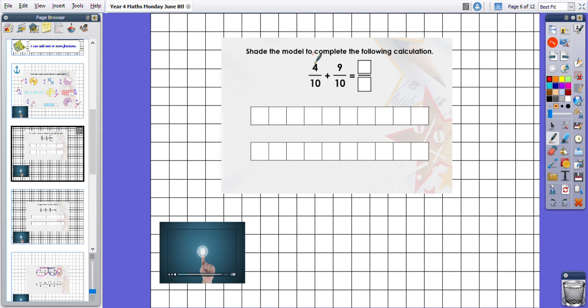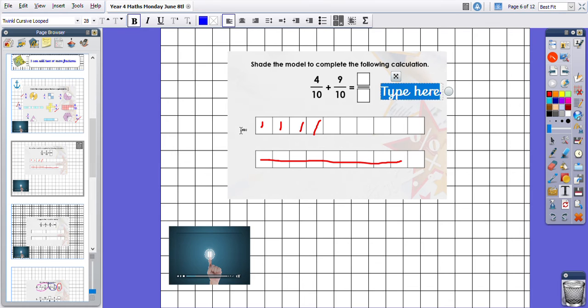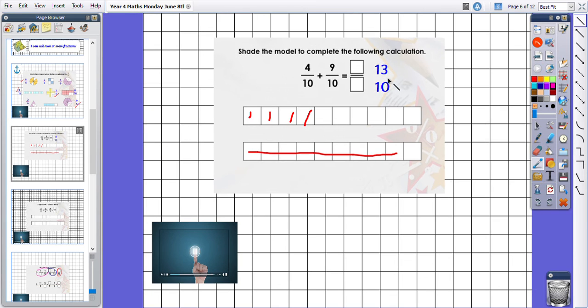Okay, for this question here, 4/10 and 9/10, you should have shaded in 4 of these and 9 of these. And therefore you have 9, 10, 11, 12, 13/10. What sort of fraction is this that you have shown?